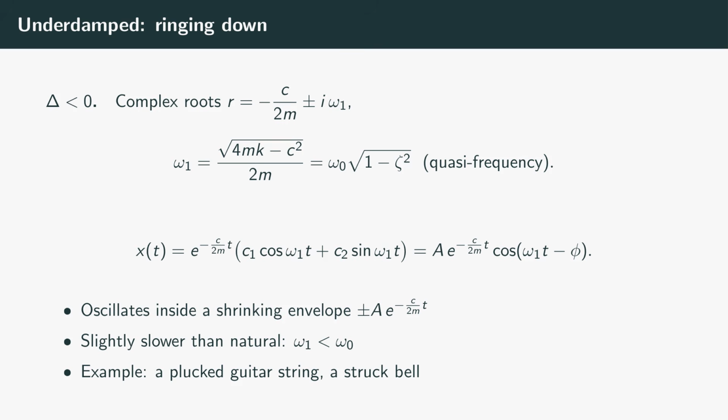x of t equals A times e to the minus c over 2m times t, times cosine of omega 1 t minus phi. So the mass still oscillates, but each swing is smaller than the last, because the whole wave is trapped inside a shrinking envelope of plus or minus A e to the minus c over 2m t. This is the sound of a plucked guitar string or a struck bell. It rings at a definite pitch, and that ringing fades smoothly to silence. Light damping does not stop the oscillation, it slowly starves it.